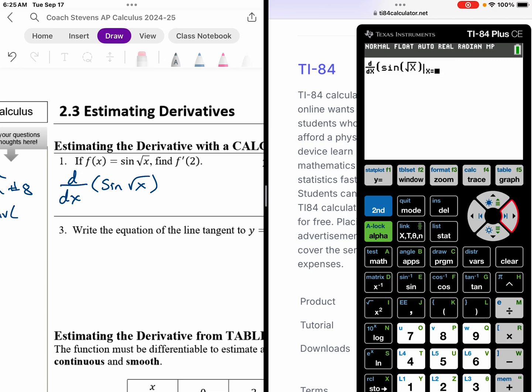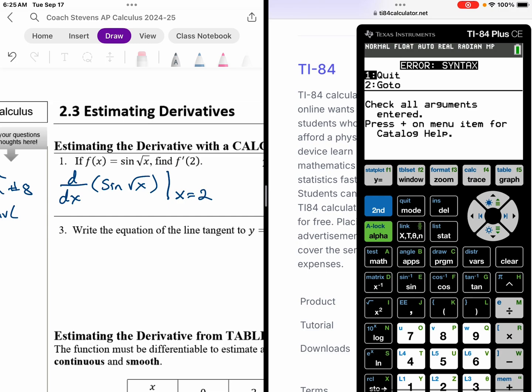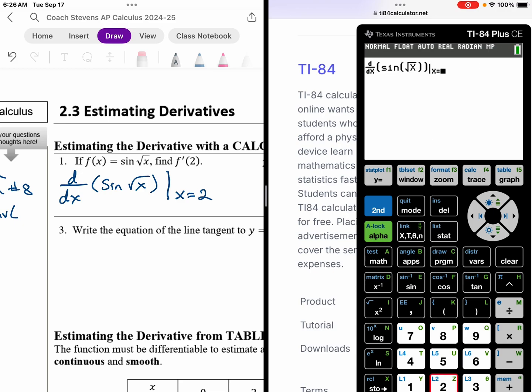And then now we go after, and this is where we're evaluating it for x equal to 2. That's how the code needs to be set up. And then we press enter. Whoops, let's see what I did wrong. There we go. That's better. I guess I didn't hit the 2 hard enough.